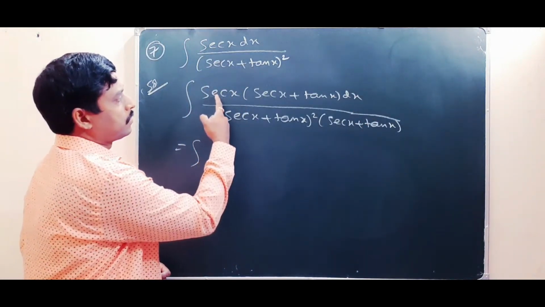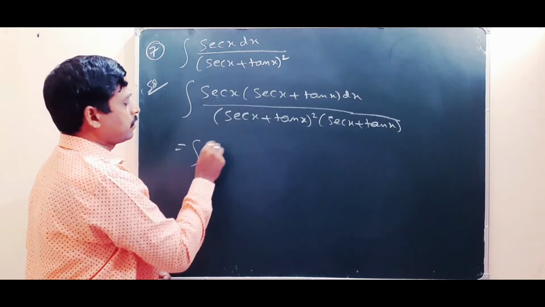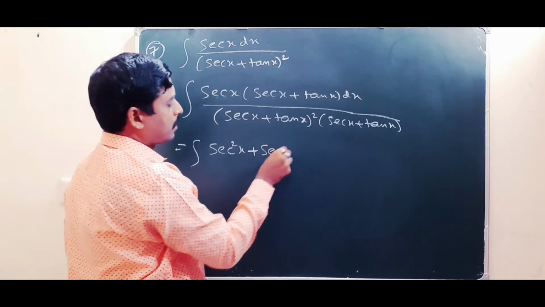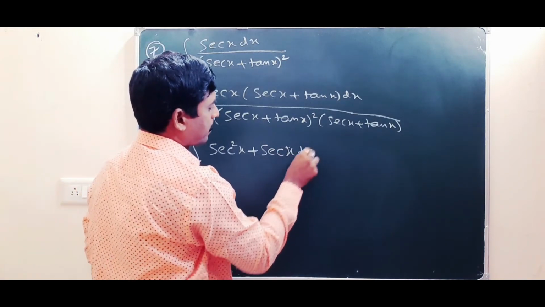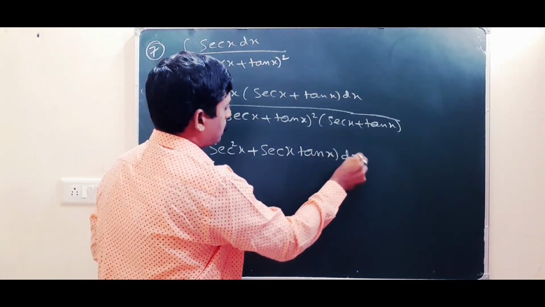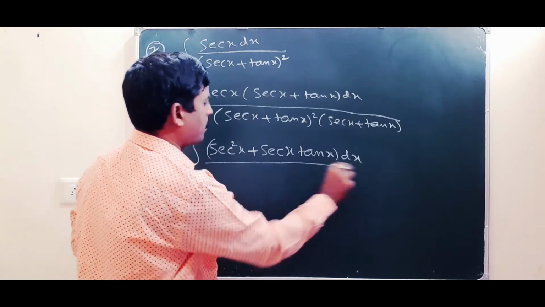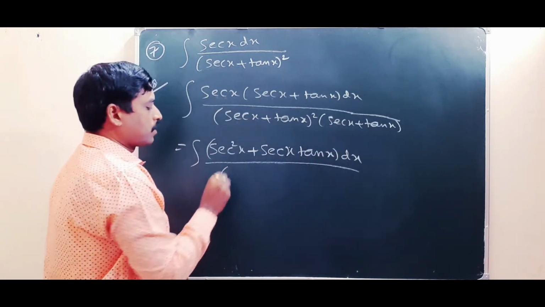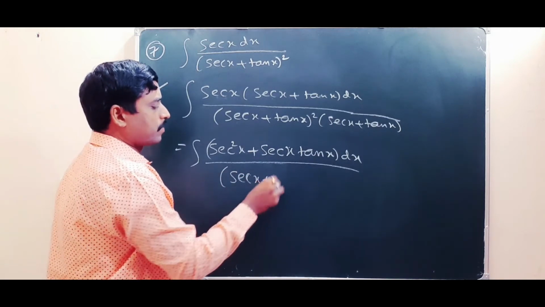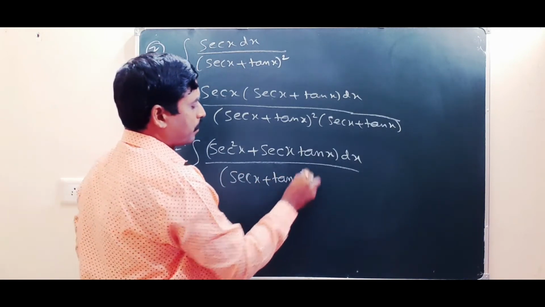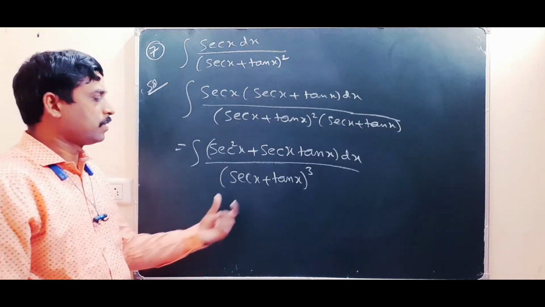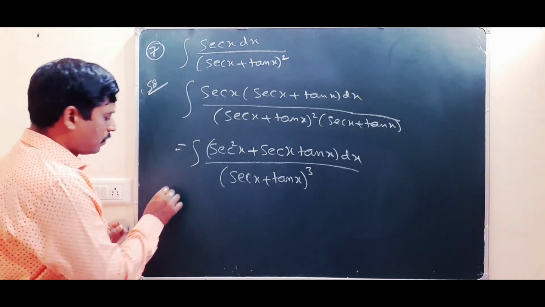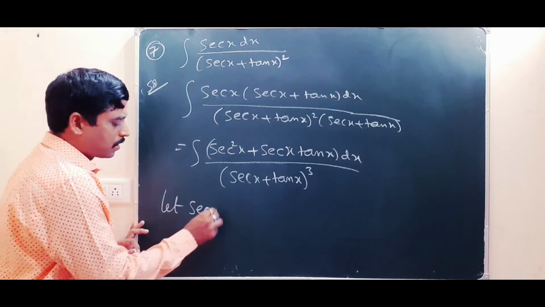In the numerator we have secant x into secant x, secant square x, plus secant x into tan x, secant x tan x. This whole is divided by (secant x plus tan x) whole square into (secant x plus tan x), which is (secant x plus tan x) whole cube. So let us take secant x plus tan x equal to t.